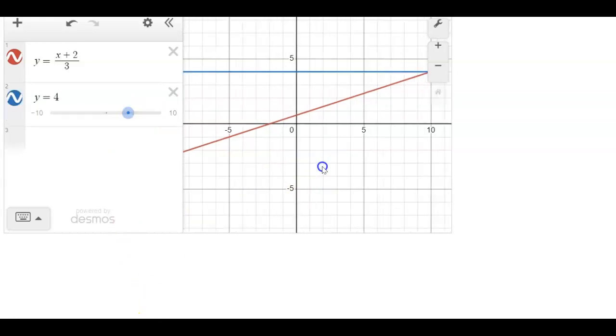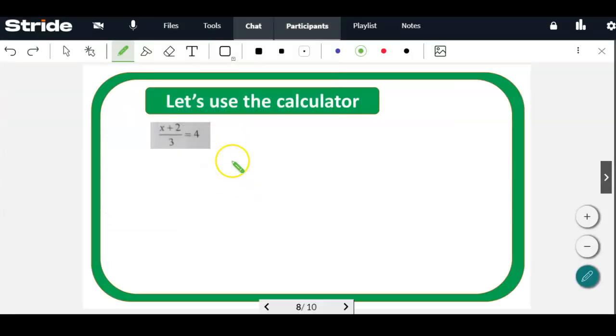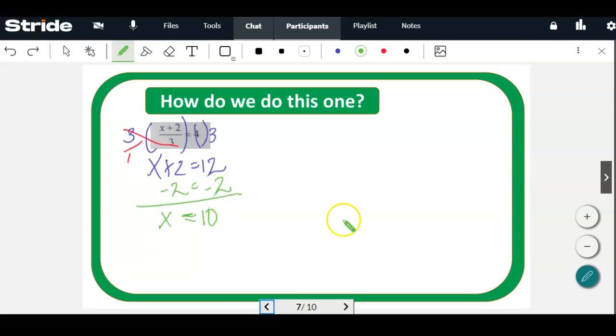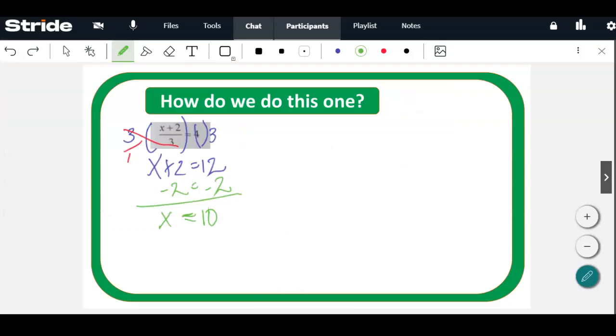Okay, so now we can scroll this over. And it's right there. So it says 10. Is that what we got? Let me look. Yes, that's what we got. Okay, second guessing myself. There we go. Y'all see that? 10 is the answer. So that's just using the calculator.